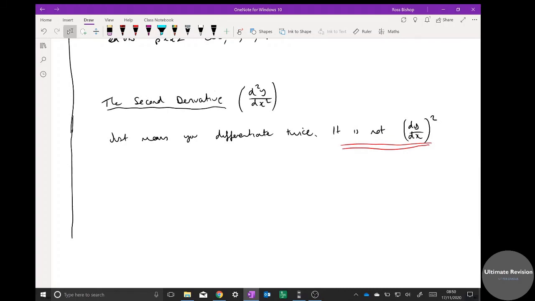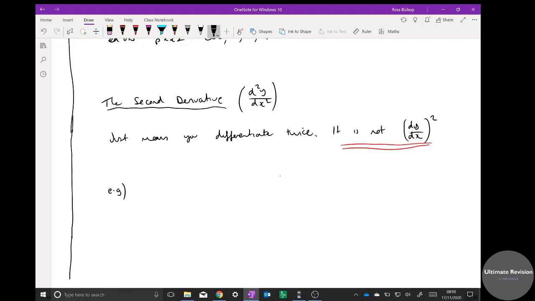Remember, dy/dx tells you the gradient. The second derivative tells you the rate of change of that gradient. So you can use it to work out stationary points and whether they're a maximum or a minimum. We'll come to that later on. Again, best to do an example.